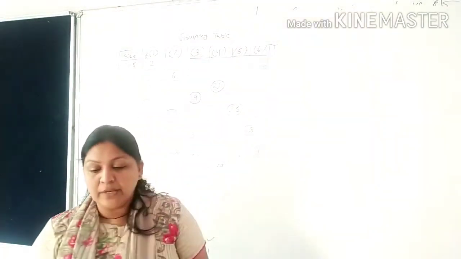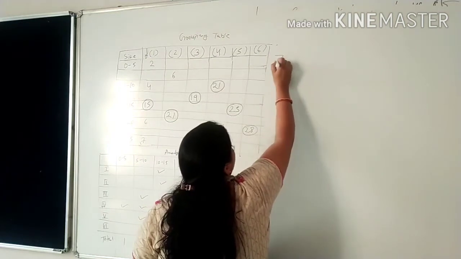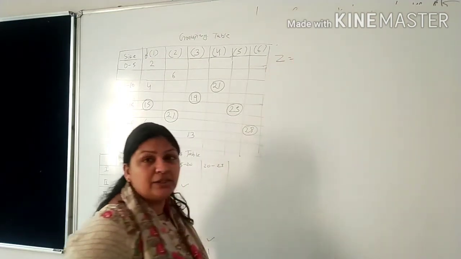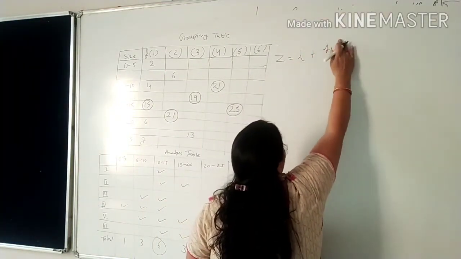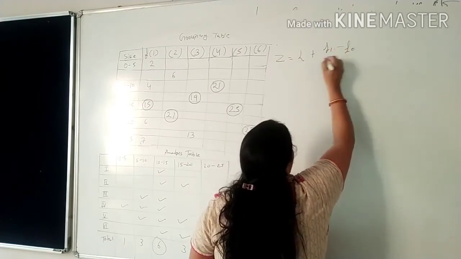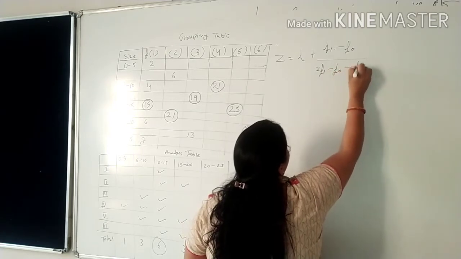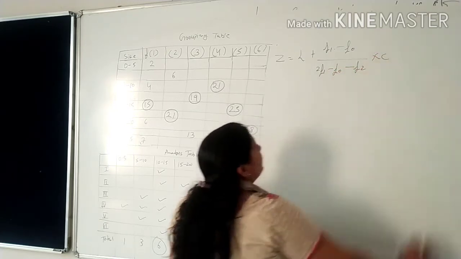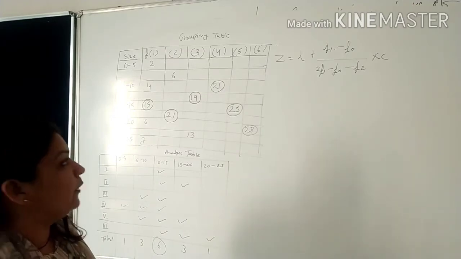So for that purpose we can use one more formula, that is Z equal to, what you have already seen in the 10th standard also, L plus F1 minus F0 upon 2F1 minus F0 minus F2 into C. Clear? I hope you all remember this formula.